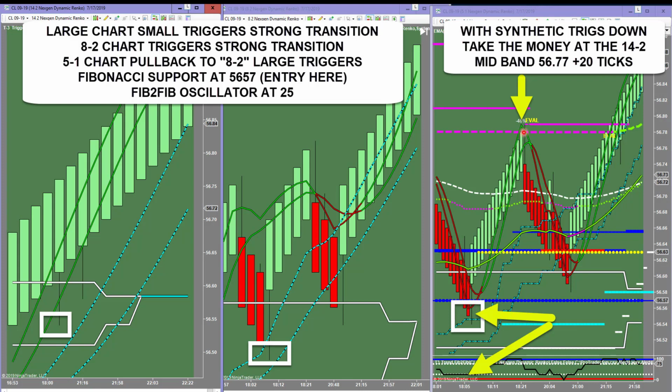And then lo and behold, if you hit, now this, again, I took off the indicators on the larger chart just to make it easy, but this is your 14-2 midband, the dotted magenta line. You go long at 57, let's say, and then at 77, you have 20 ticks again. Then the market pulls back and you're going to have the opportunity to do a second trade, assuming that your 8-2 triggers haven't changed, which they haven't. So again, the magic of taking 200, watch.